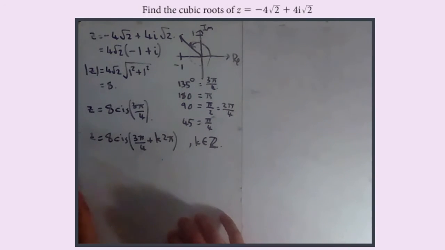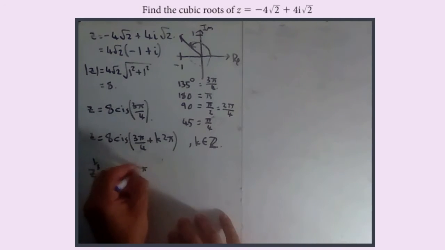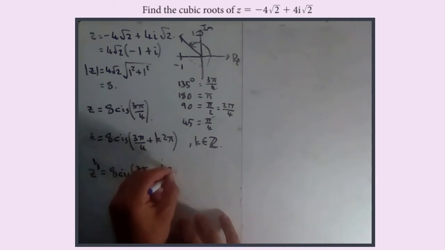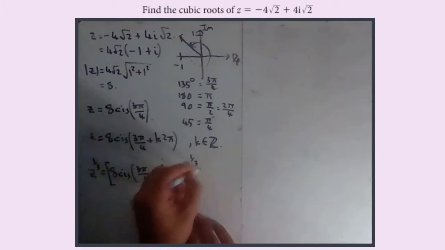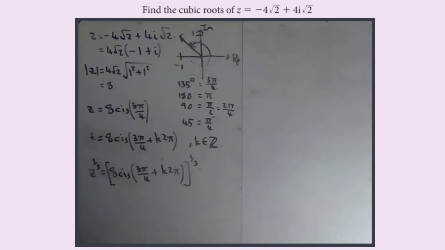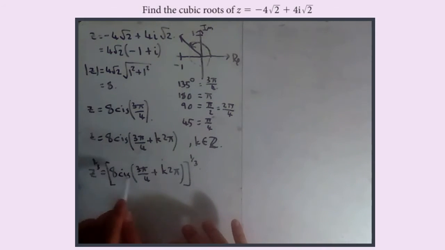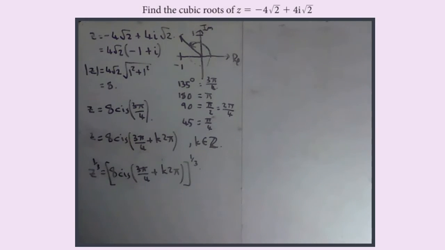Now we can do the cube root of z, which is z to the power of a third. That equals the cube root of all of this: 8 cis (3 pi by 4 plus k 2 pi), all to the power of a third. We can just do the cube root of 8 for the 8 to a third, and then cis (3 pi by 4 plus k 2 pi) to the power of a third. We do that using De Moivre's theorem.